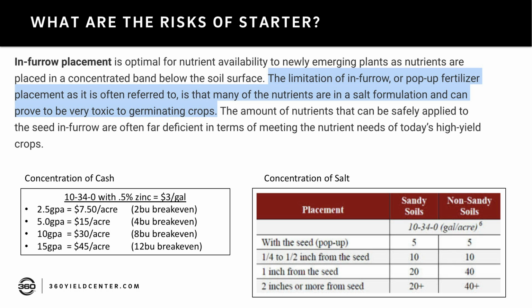We figure $400 a ton for 10-34-0. A little bit of zinc, we're looking at $3 a gallon. If you're running a low salt formulation, you're probably looking at double that amount for the same fertility. So at 2.5 gallons, we're looking at $7.50, and if we go to 15 gallons an acre, we're putting on $45 an acre. That's a high concentration of cash. Freddie Financial is going to furrow his eyebrows and say, "Why are you doing that?" Right?